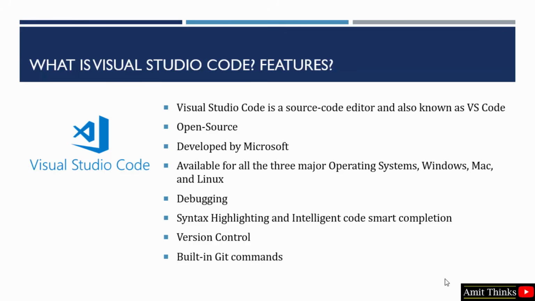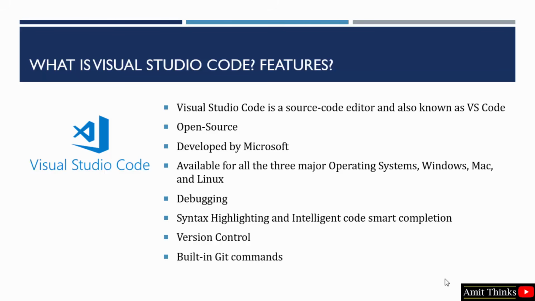So VS Code is basically a source code editor which is available for all the three major operating systems, Windows, Mac as well as Linux. So VS Code features include debugging, version control. It has built-in Git commands. With that, the syntax highlighting and intelligent code editor option is also provided with the intelligent code smart completion.